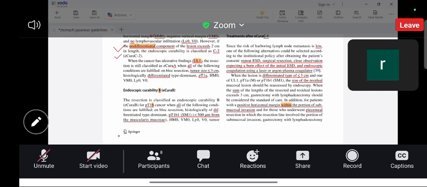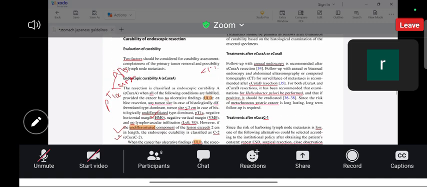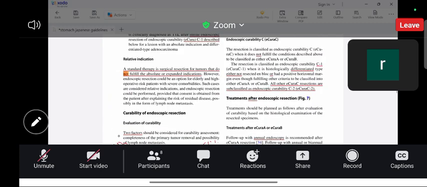Then endoscopic curability type B. So what is type B? Endoscopic curability B is for T1B cancers. T1A we have already seen. If the tumor is T1B and the depth of invasion is less than 500 micrometer from the muscularis mucosa in differentiated type, and all other prognostic factors are in favor, then we will write it as type B.